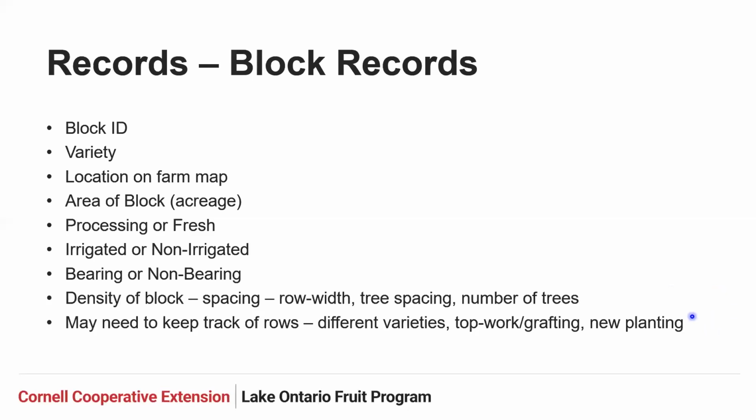And for some blocks, you may need to keep track of individual rows. Different varieties: you may have pulled out part of a block, a few rows, and planted a different variety. You may have done some top working and grafted over another variety over the same roots and tree. Oftentimes blocks are not homogeneous. It's good to have notes about any special circumstances of the block.